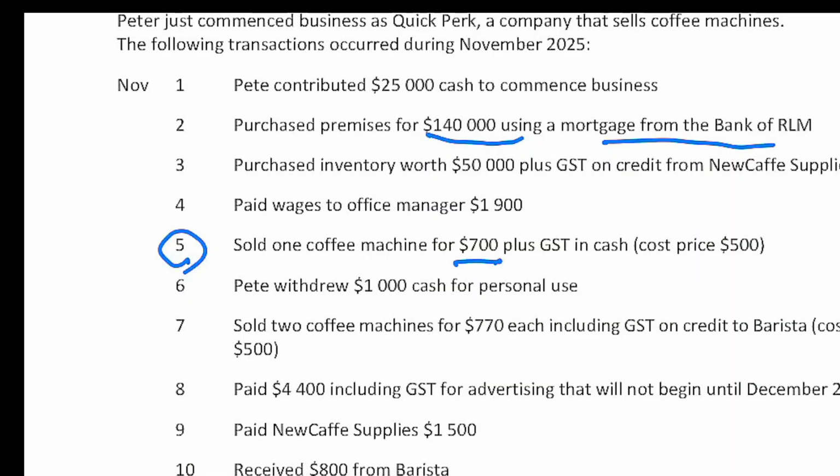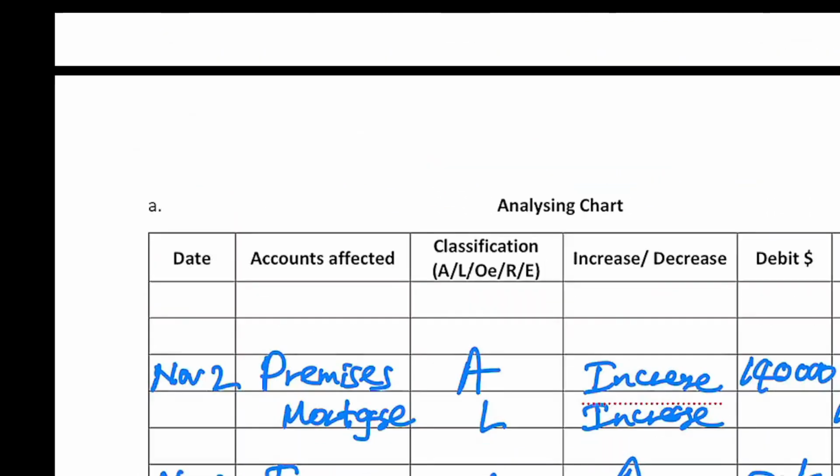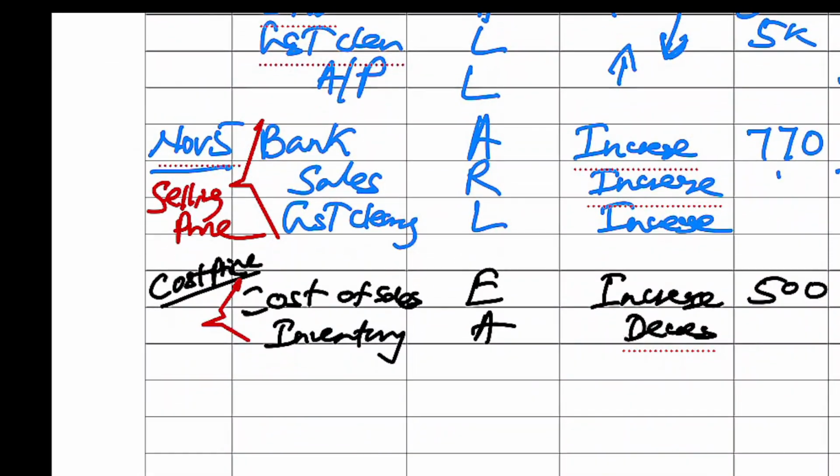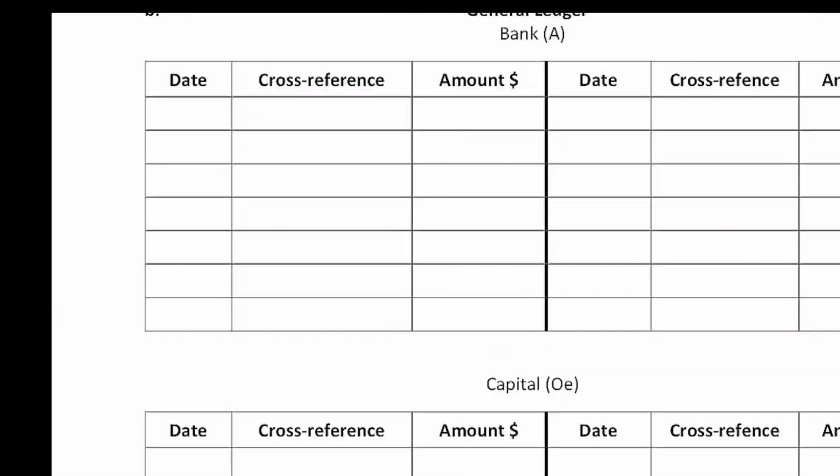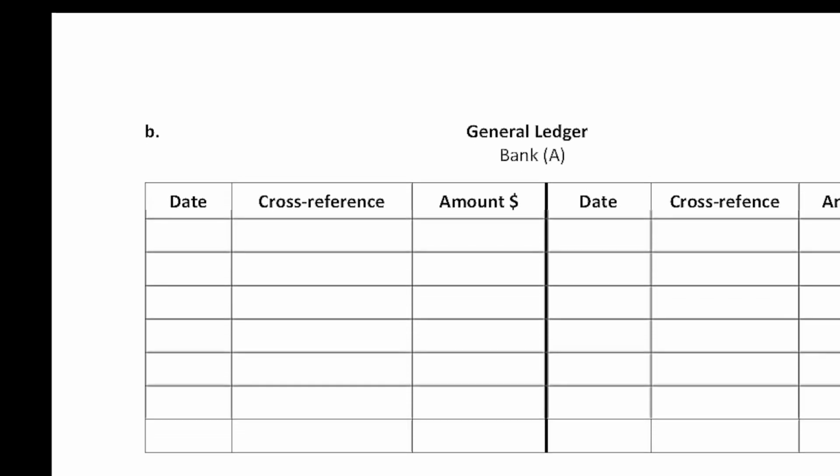Oh no, before that, my bad. We have to do the double entry and ledger accounts. Okay, let's do the ledger accounts. Colin, you okay with this one? We'll have to do the double entry, ledger account. You okay with the analyzing chart, yes? Part A? Right. Then we'll do the ledger accounts. How do we do the ledger accounts, guys?